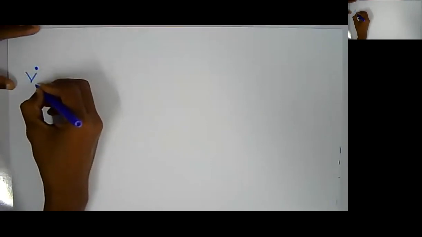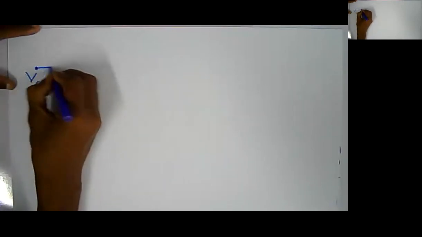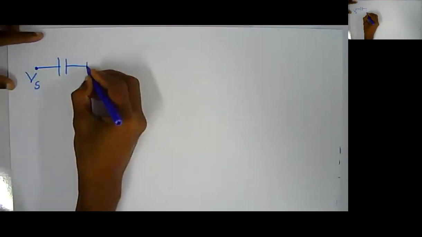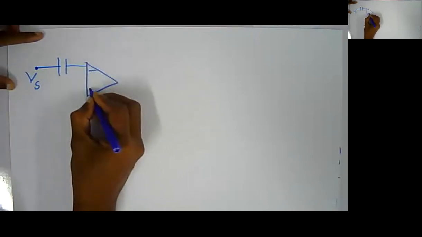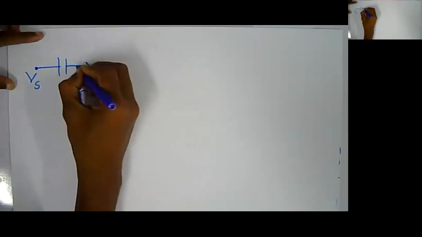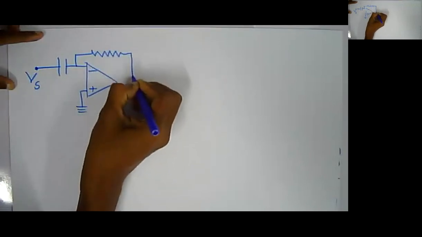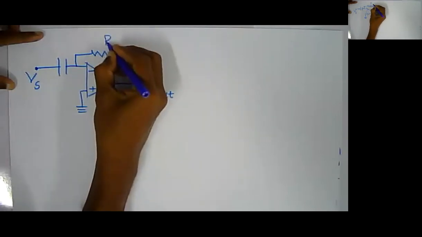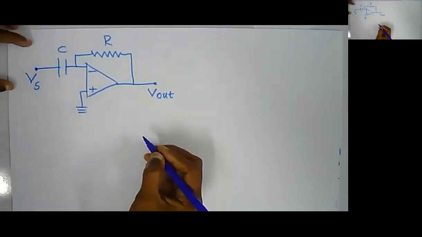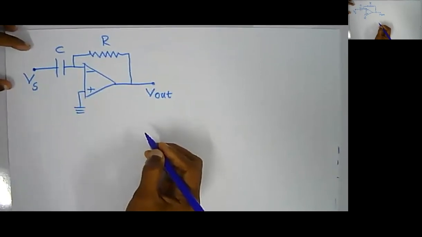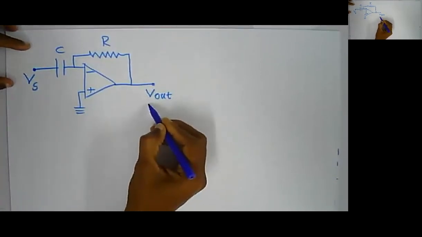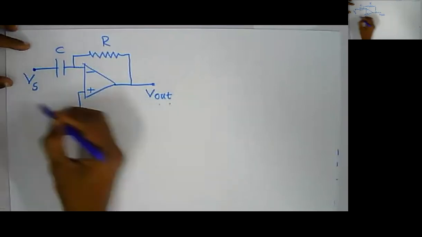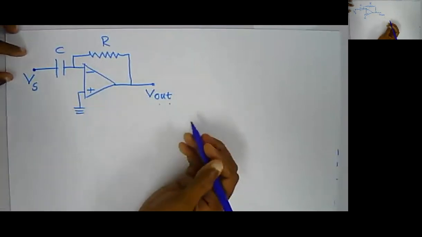Just consider this one. This is my Vs, and now I have a capacitor here. Minus, plus, V out. This is R and this is C. What type of circuit is this? And can you derive an equation or relationship between V out and V in? Shall we try? Of course.